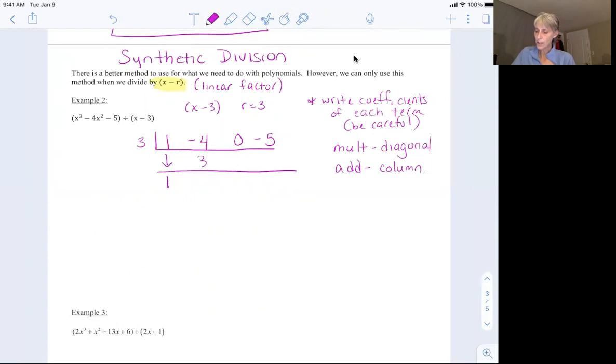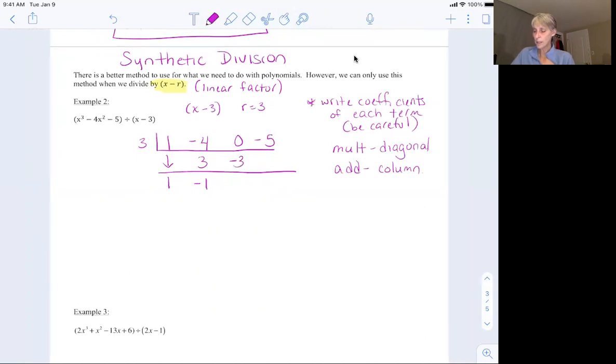3 times 1 is 3. Negative 4 plus 3 is negative 1. 3 times negative 1, negative 3. 0 minus 3. 3 times negative 3 is negative 9, and I get negative 14 as my remainder.